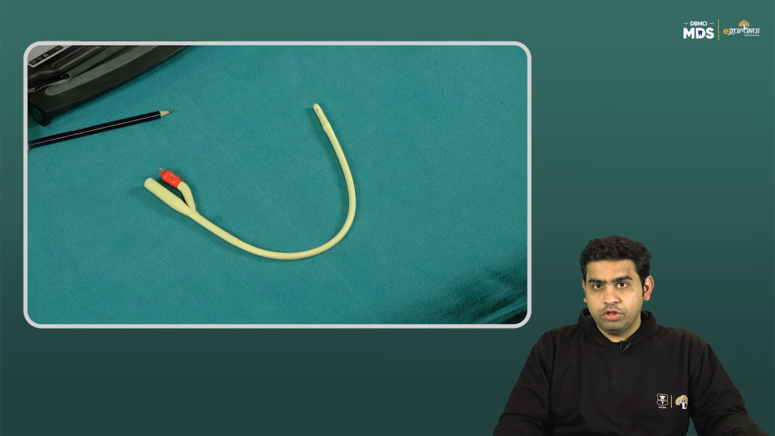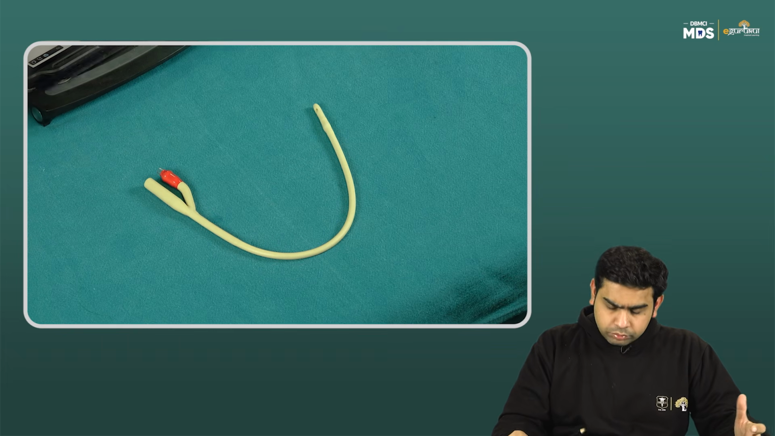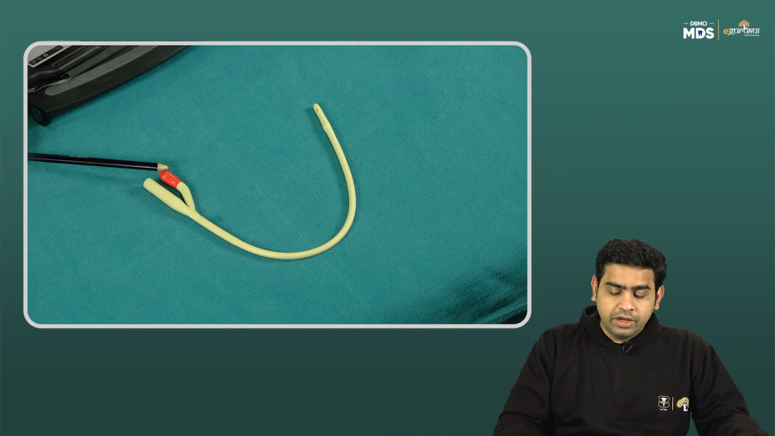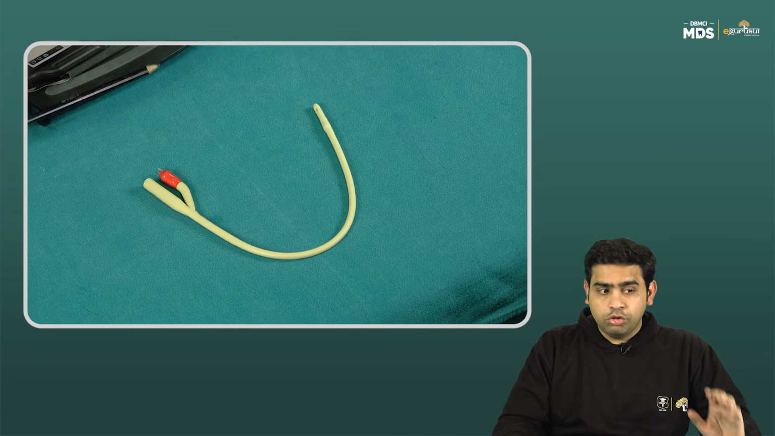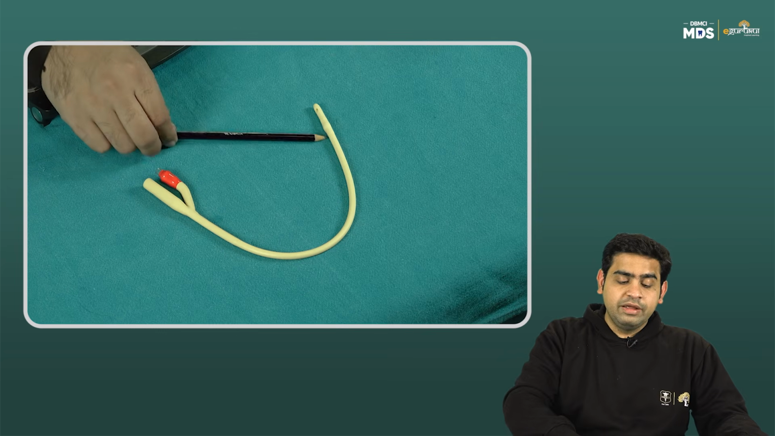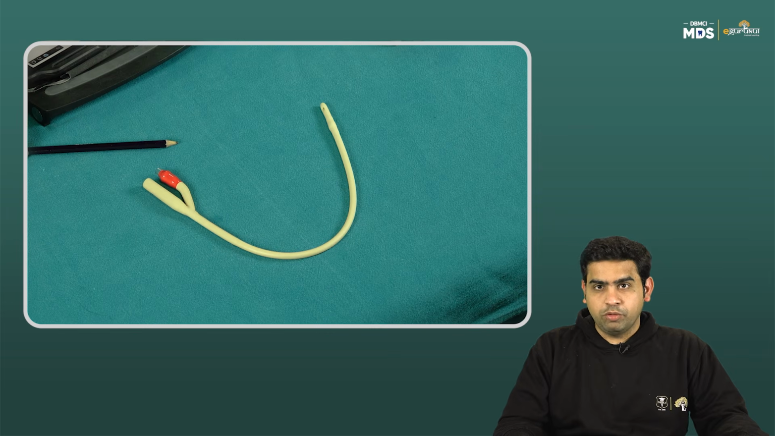These are the basic things you need to understand. Two-way Foley's catheter, uro bag attached, a channel to inflate the balloon. That is why the Foley's catheter is a self-retaining catheter. Color coding determines the size, so just by looking at the Foley's catheter, you can tell its size. And this is a deflated balloon at this point of time.